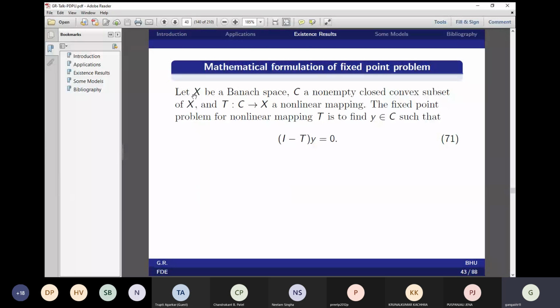To convert a differential equation into an integral equation, we can use the theory of fixed points, that is, functional analysis. For this purpose, we consider a Banach space X and a non-empty closed convex set C, and we define a nonlinear mapping T here. The fixed point problem for the nonlinear mapping T can be defined this way: (I - T)y = 0. Basically, this is nothing but a fixed point problem.